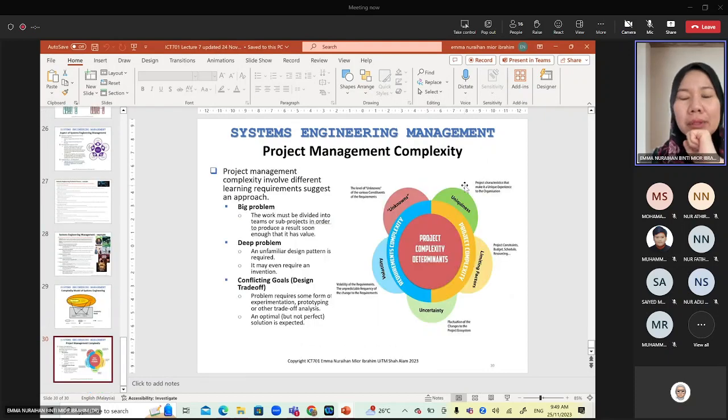Okay, so project management complexity. If you are in project management, talking about system engineering management, you will look at these three different types of problem: big problem, deep problem, and conflicting goals, the design trade-off. For a big problem, sometimes you have a complex problem where you have to divide it into tasks, prioritize, and so forth. Deep problem is probably because you have an unfamiliar design pattern.